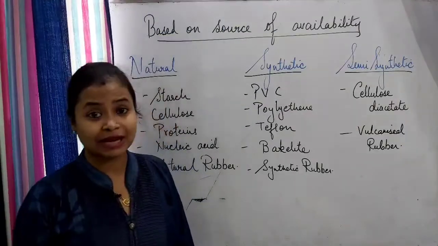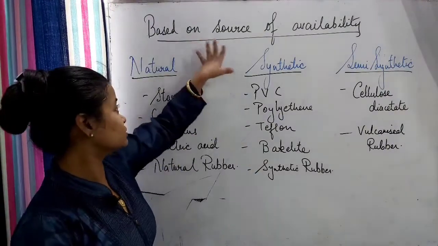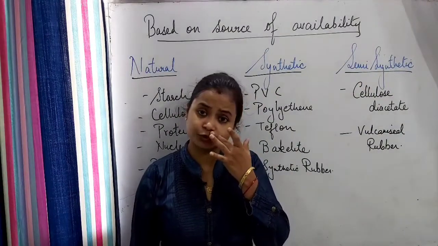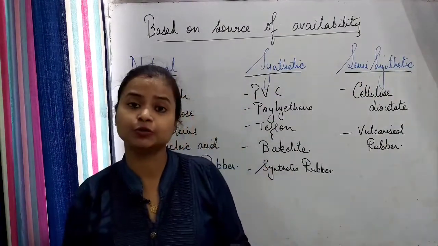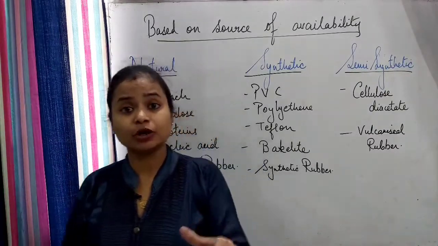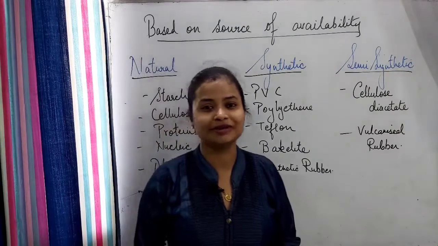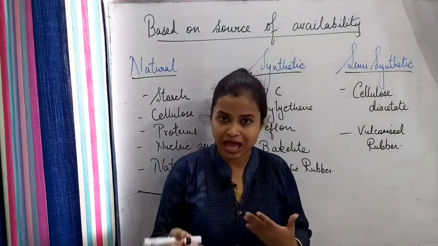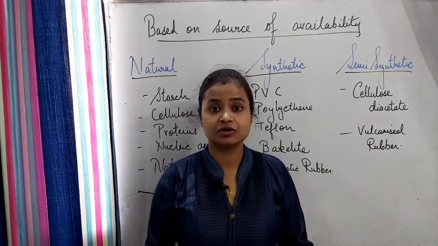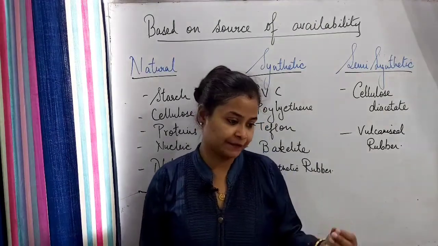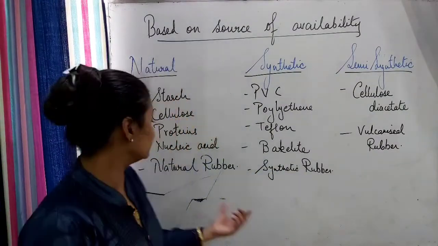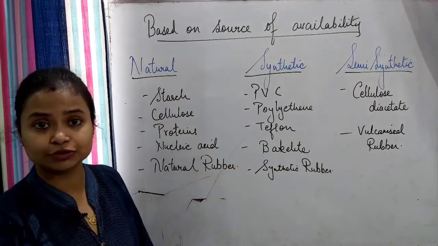Let us see the first one, that is classification on the basis of source of availability. Okay, so as I told you, on the basis of source of availability they have been classified into natural, synthetic and semi-synthetic polymers. Now natural polymers are the polymers which are obtained from nature, that is plants and animals. As examples, starch, cellulose, then proteins, nucleic acid, etc. Then this natural rubber, this is also a natural polymer.